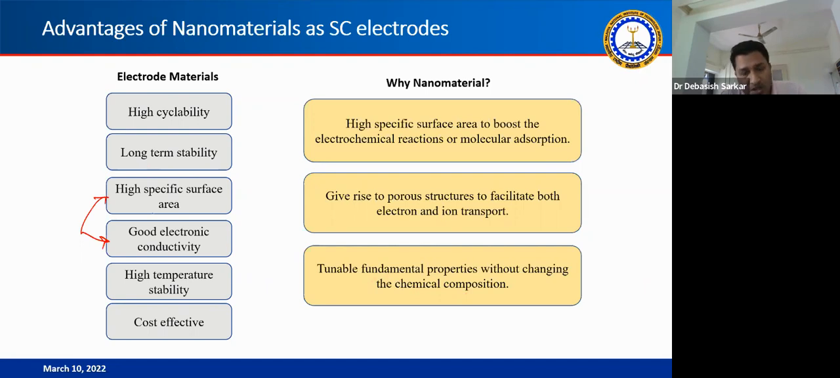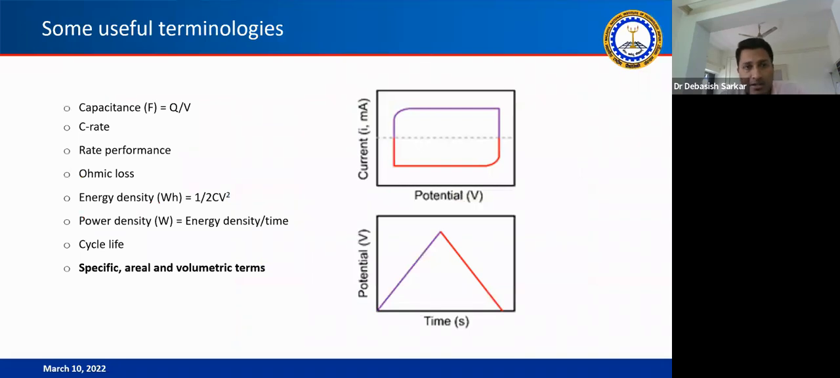So mainly two things: higher surface area and good electronic conductivity. Again, I just want to revisit this term, because whenever we'll be dealing with these materials, we'll be talking a lot about different measuring parameters like capacitance, rate performance, energy density, power density, and cycle life. One thing I want to repeat is when to use specific terminology and areal or volumetric terms, because capacitance can be represented in specific, gravimetric, or areal ways. Specific means farad per gram, areal means farad per cm squared.